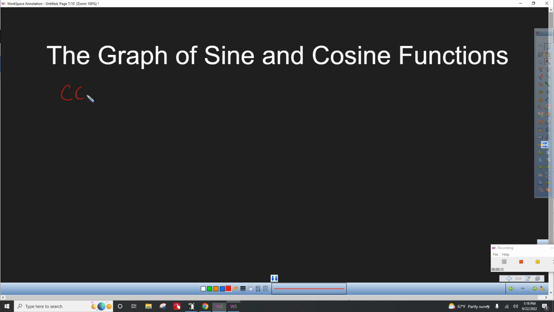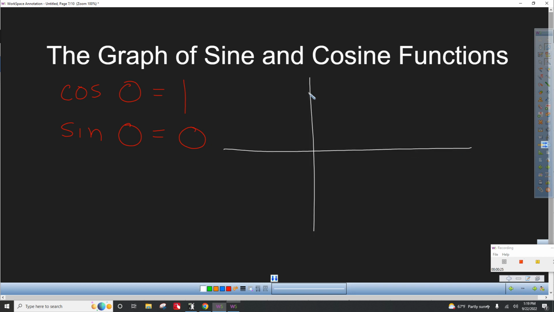Just remember this. The cosine of 0 is 1, and the sine of 0 is 0. Well, that is going to be important. The cosine graph starts up here. It reduces, it goes into the negative, then it goes back to 0, and then it completes itself back where it started when you get all the way around the circle. Whereas the sine starts here, it increases.